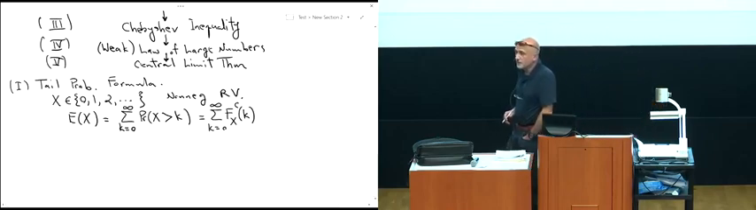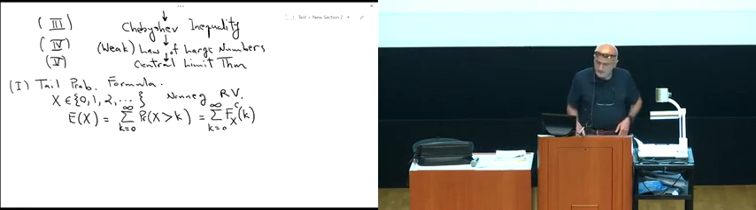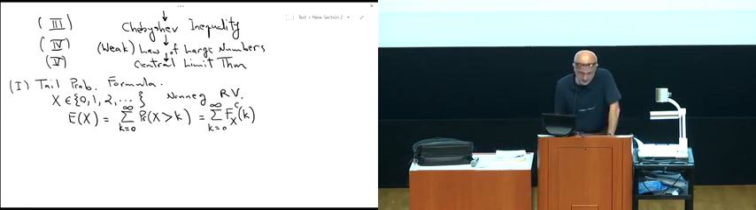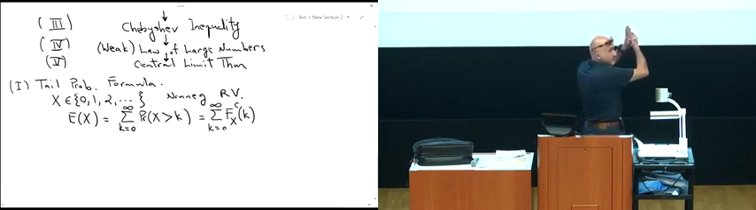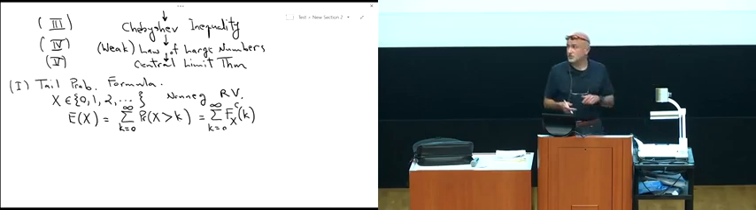If you don't know why that equality holds, don't worry. But that's the formula. Why do we call it tail probability? Because each of these terms involves a tail probability. The probability that the random variable takes on values to the right of some threshold.